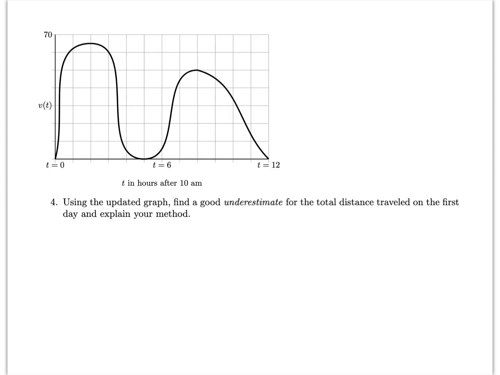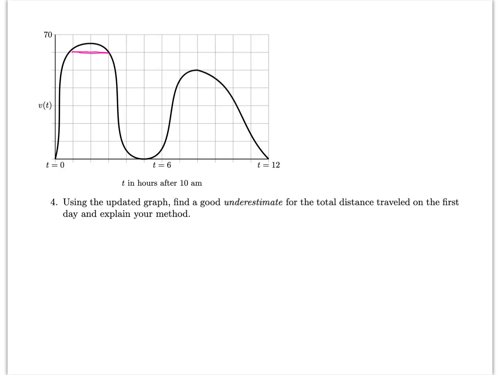All right, they've given us an updated graph where the lines are now curvier. They're not just straight lines. And we want to find a good underestimate for the total distance traveled on the first day and explain your method. All right, so the exact area under this curve tells us how far we traveled exactly, but I want an underestimate. So I'm going to use shapes that are easy to find the area of, but I'm going to make sure that I don't count any area above the curve. So I want an underestimate for distance traveled, so I need an underestimate for area under the curve.